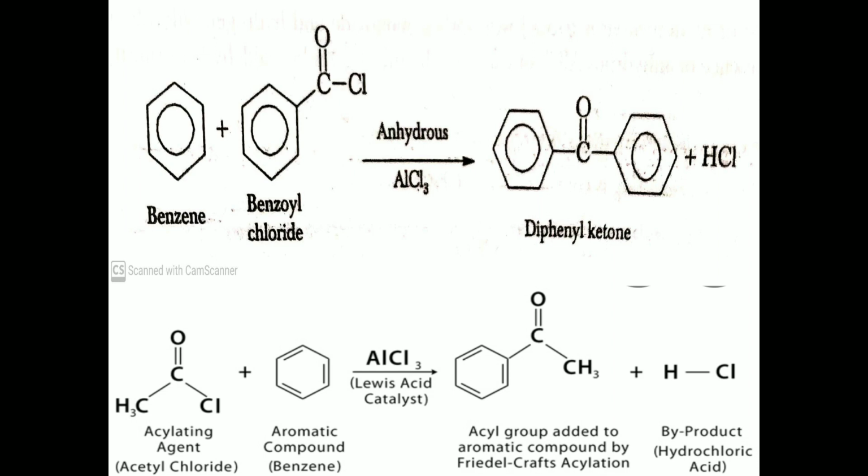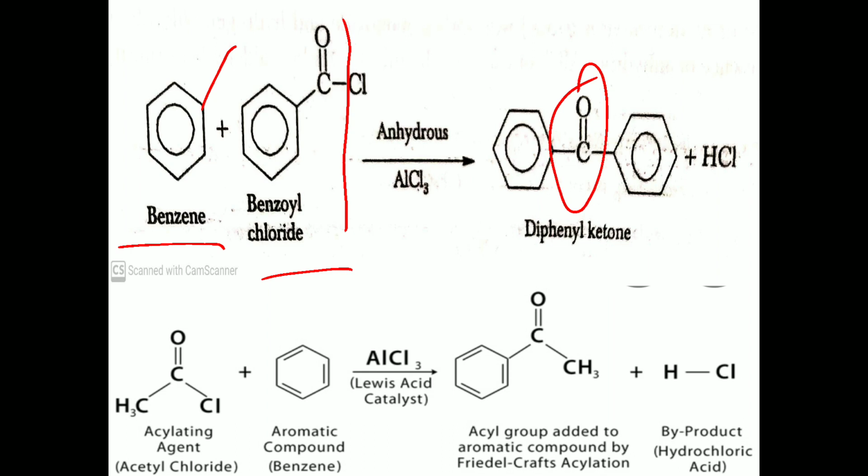Now this is the general reaction: when benzene reacts with benzoyl chloride, which contains a benzene ring with C double bond O Cl, in the presence of anhydrous aluminum chloride AlCl3, we get two benzene rings attached to each other by a carbonyl group, known as diphenyl ketone, and this H and this Cl combine and we get HCl, that is hydrochloric acid.